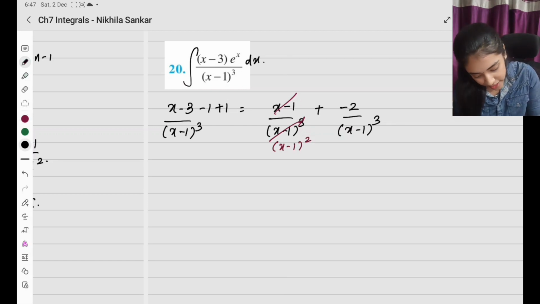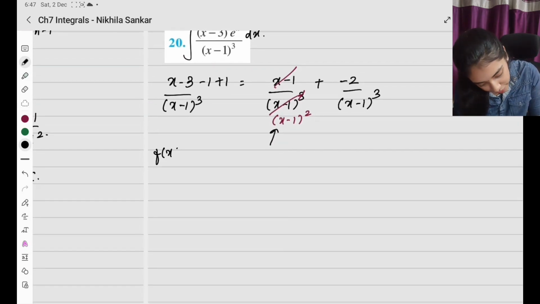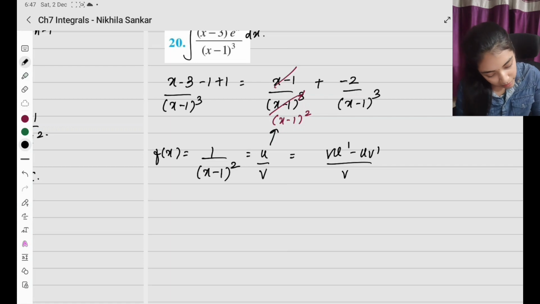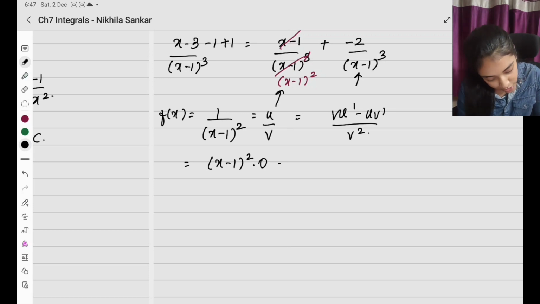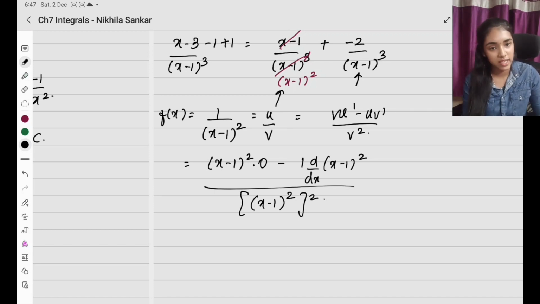Okay. இப்போ நான் இதை f of x ன்னு எடுத்துக்கிறேன். I'm going to take this as f of x because கீழே denominatorல என்ன வரும்? Square term வரும் இல்லையா? So basically f of x, if I take it as 1 by x minus 1 the whole square, this is u by v. So this is going to be vu dash minus uv dash divided by v square. So, if v square பண்ணா, I need a cube here. x minus 1 the whole cube. Okay, paapom. So, this is going to be vu dash, which is x minus 1 the whole square times u dash 0 minus uv dash, which is 1 times d by dx of x minus 1 the whole square divided by x minus 1 the whole square times the whole square.